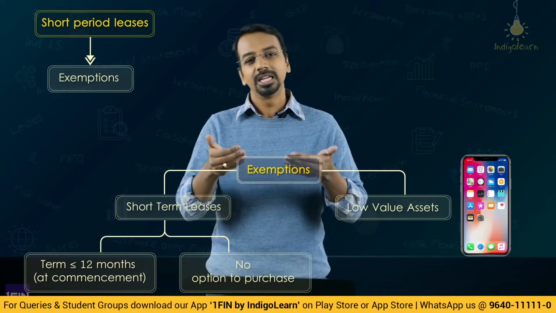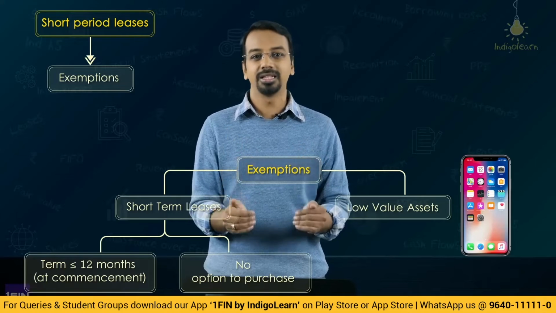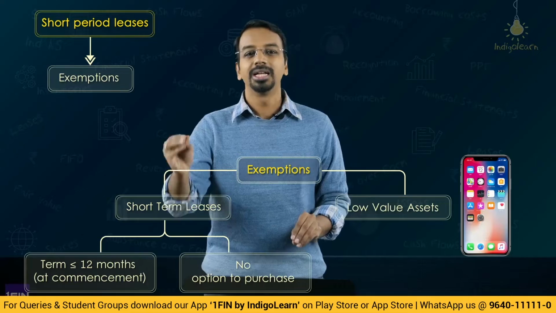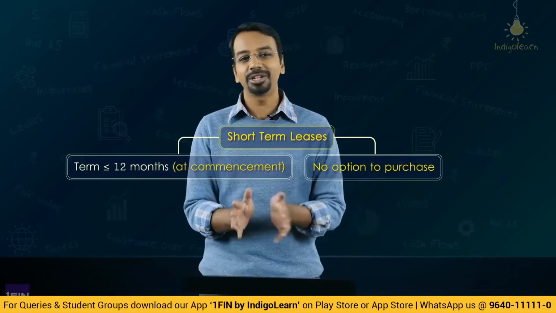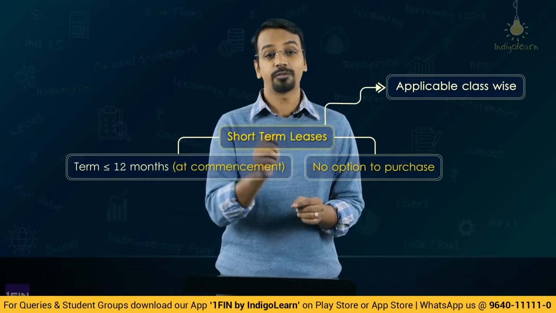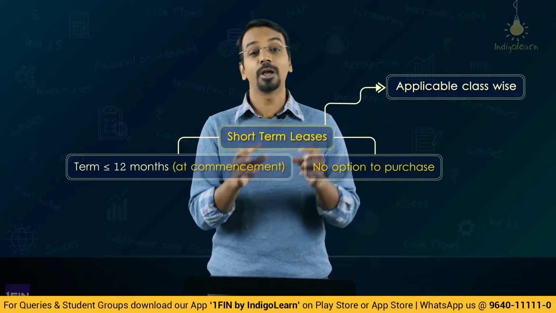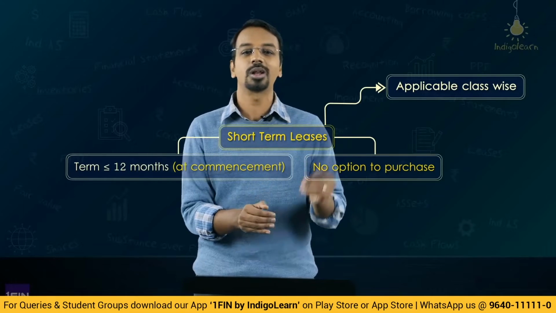What I mean by that is, in such cases, do not account for such kind of transactions as lease transactions. Account for them as if you are making a normal rental payment, or a normal payment for use of that asset. Now, this exemption related to short-term lease has to be applied by class of assets. So, whatever the leases for a particular class of asset, you will have to apply the exemption for the entire class of asset meeting the 12 months or less criteria.